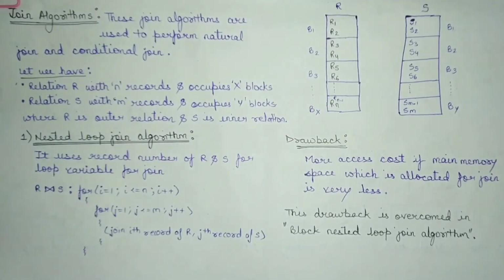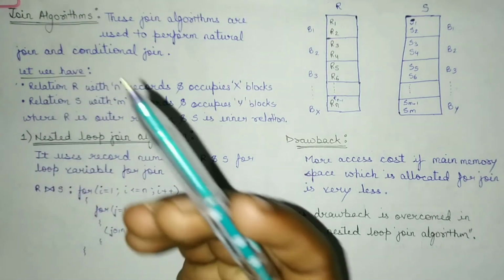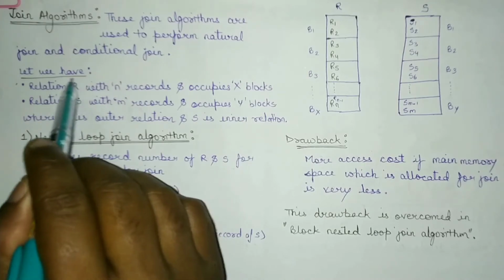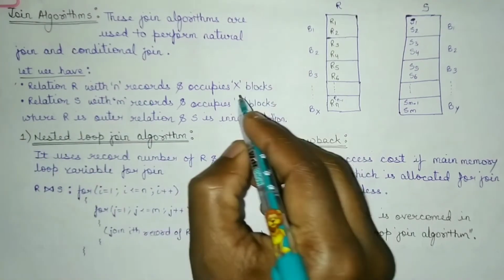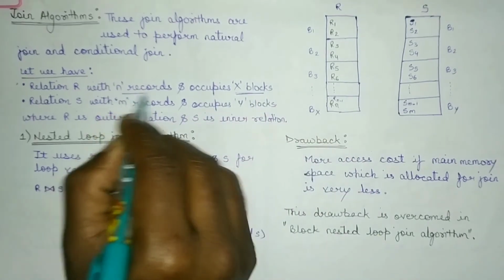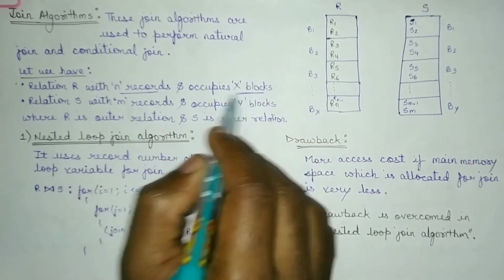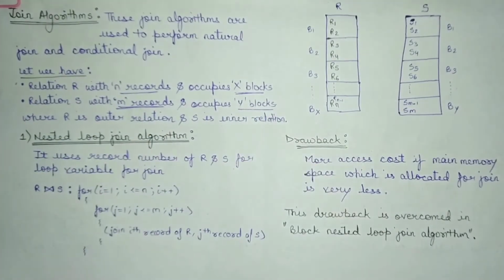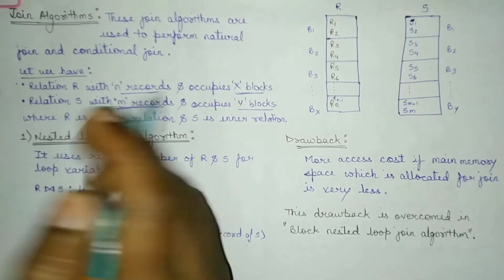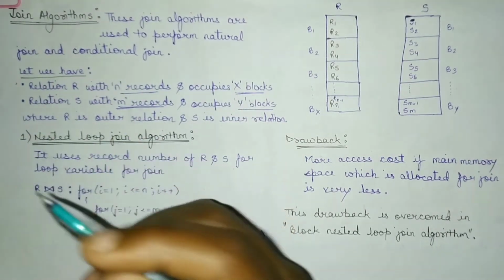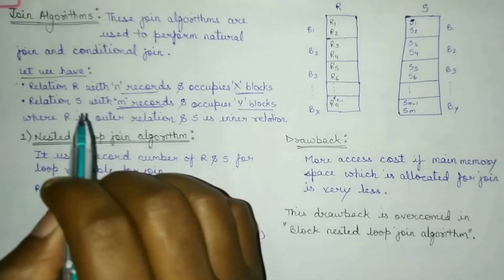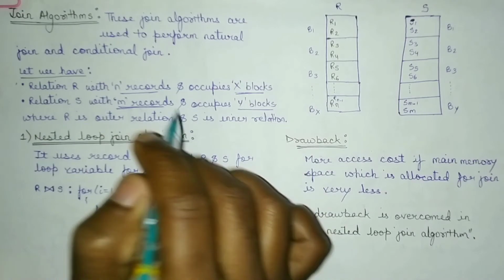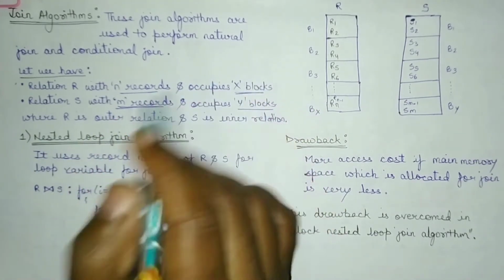Now what are the basic assumptions that we have to make? We are considering two relations, one is relation R, another one is relation S. Relation R has n records and occupies x blocks. Similarly, relation S has m records and y blocks. And I am considering that R is the outer relation and S is the inner relation. What does it mean? It means that if you want to access any of the records, you have to go to R first, then you can go to S.